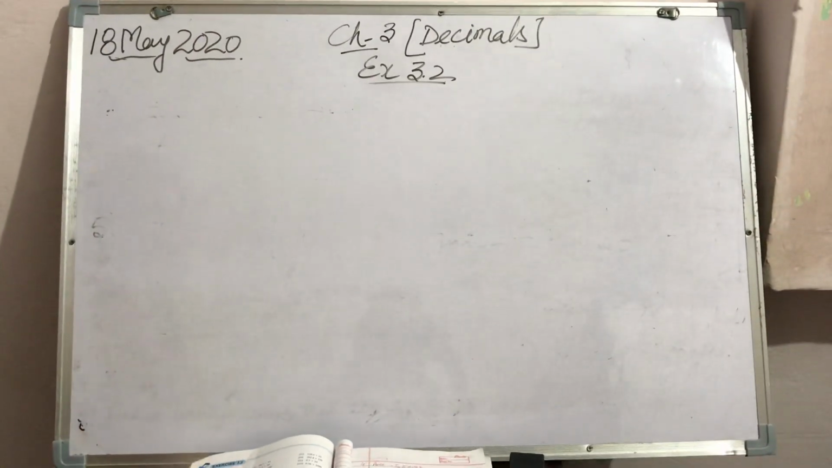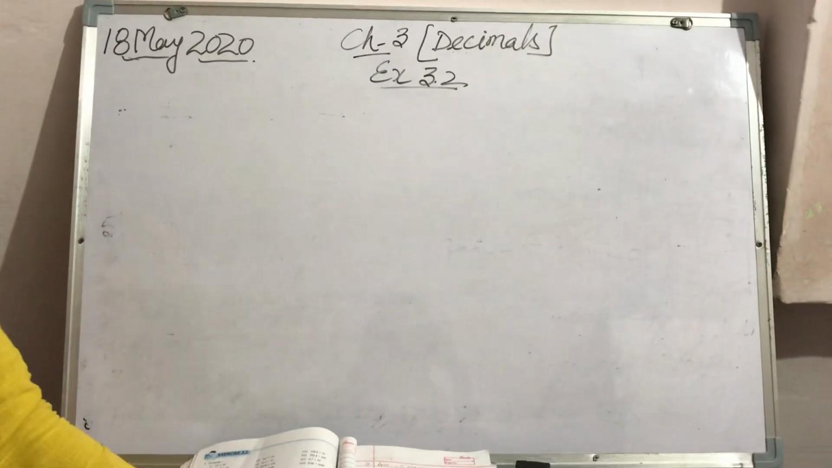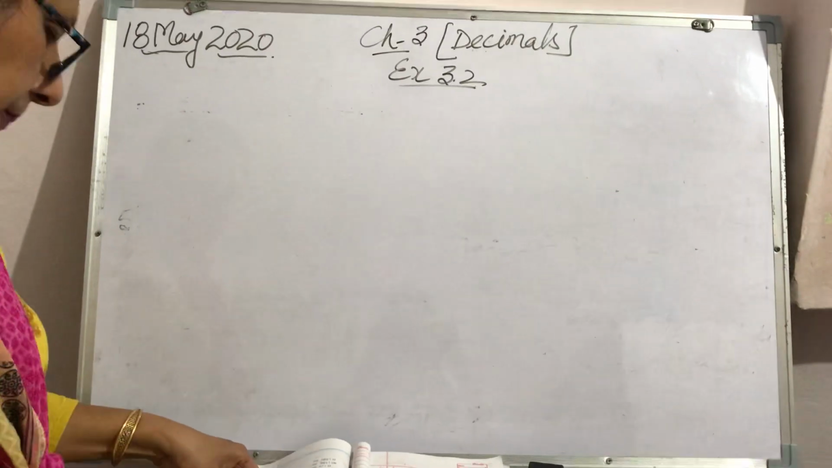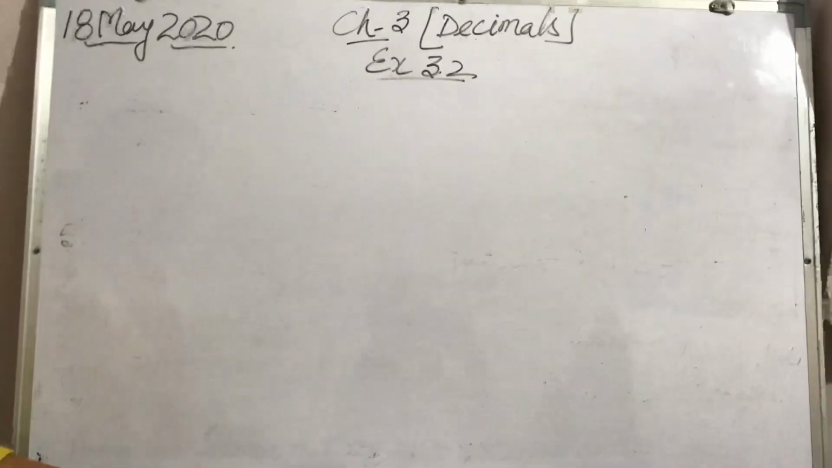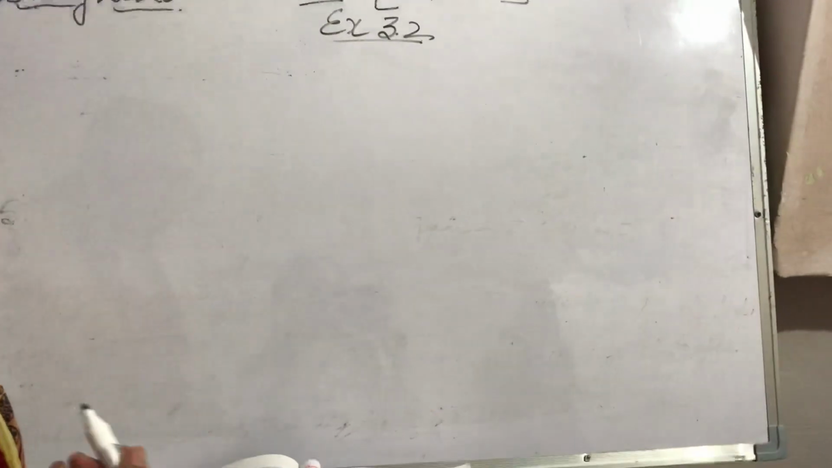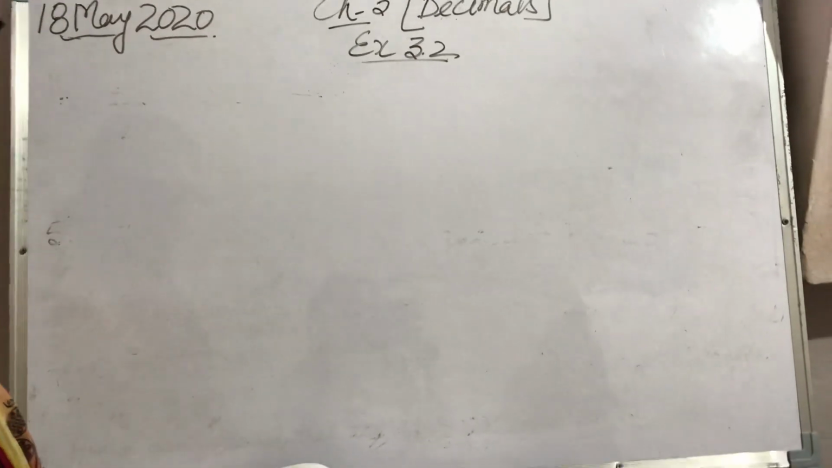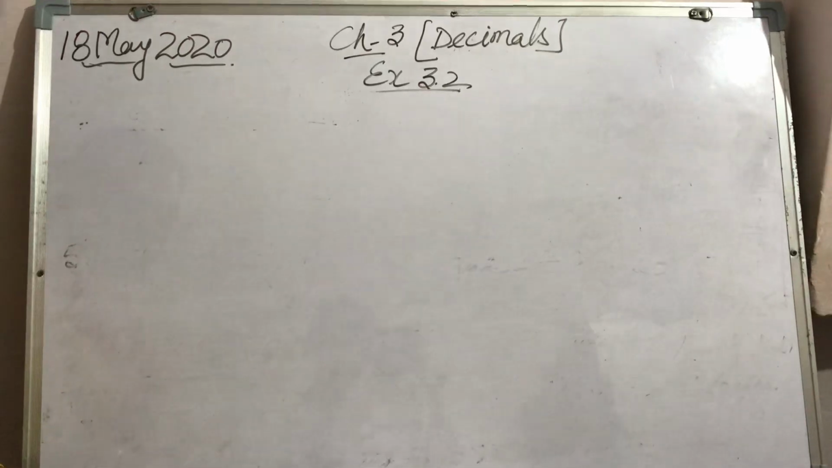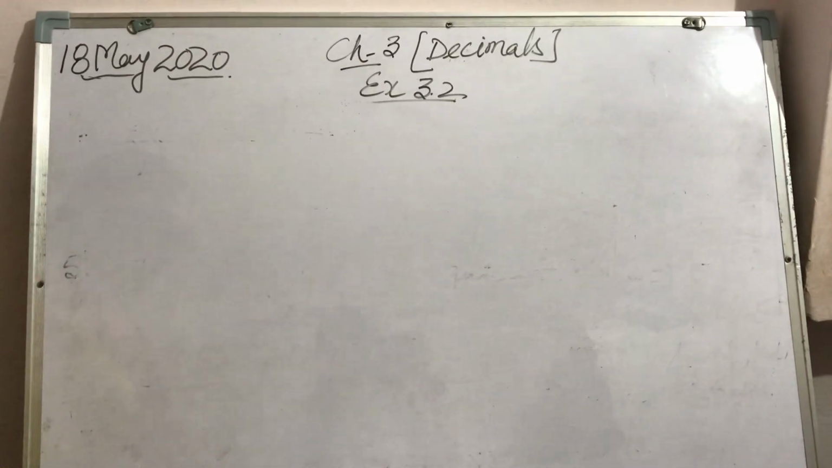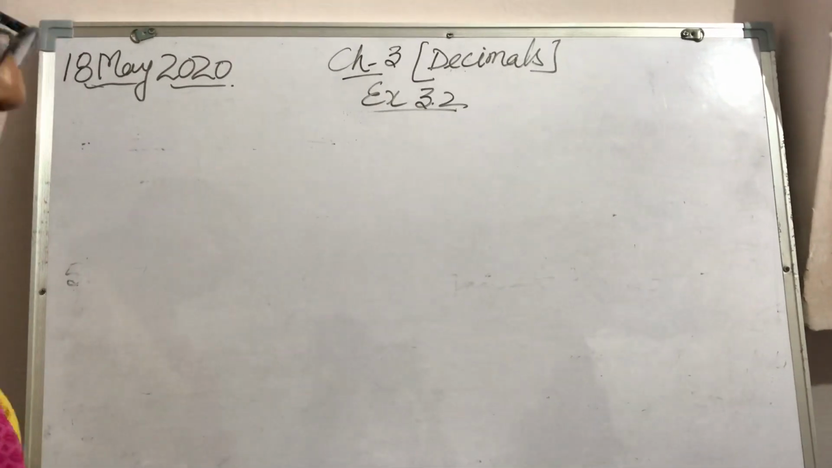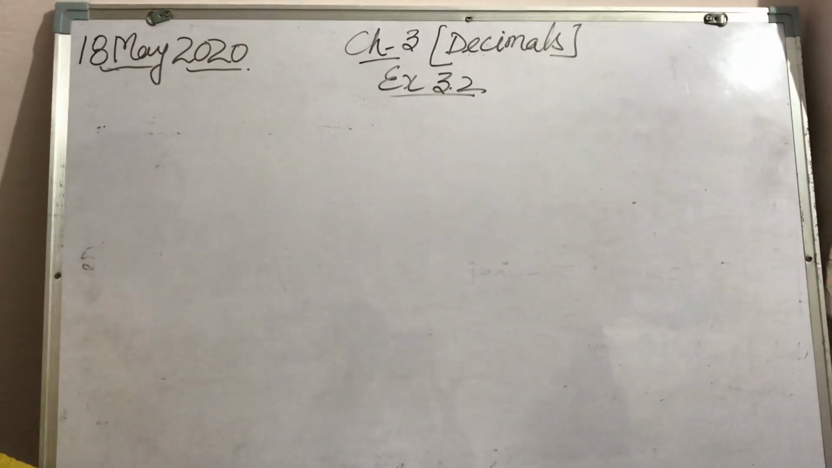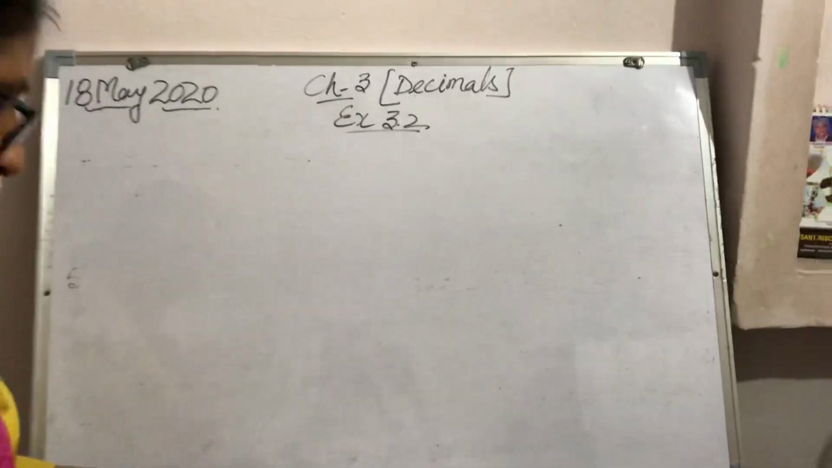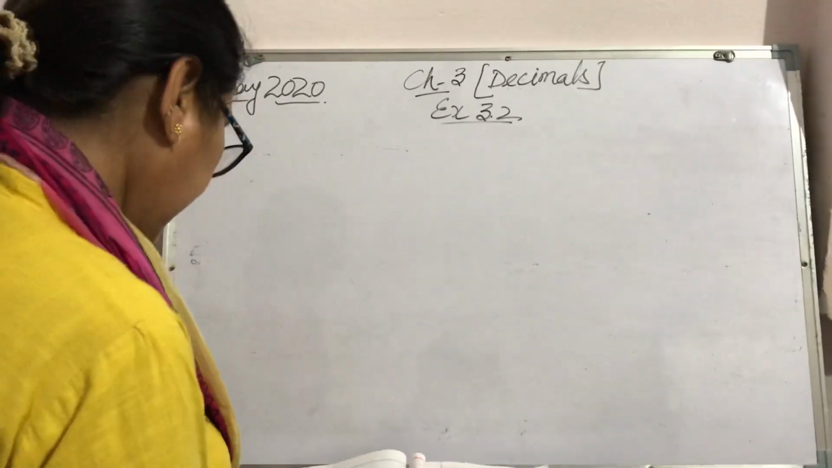Next, question number 6. If 1 meter of cloth costs rupees 158.50, what is the cost of 4.5 meters of cloth? Very simple, same as the previous question. The cost of 1 meter of cloth is given, and we have to find the cost of 4.5 meters of cloth. So for more value, we have to multiply. So you can do it yourself.